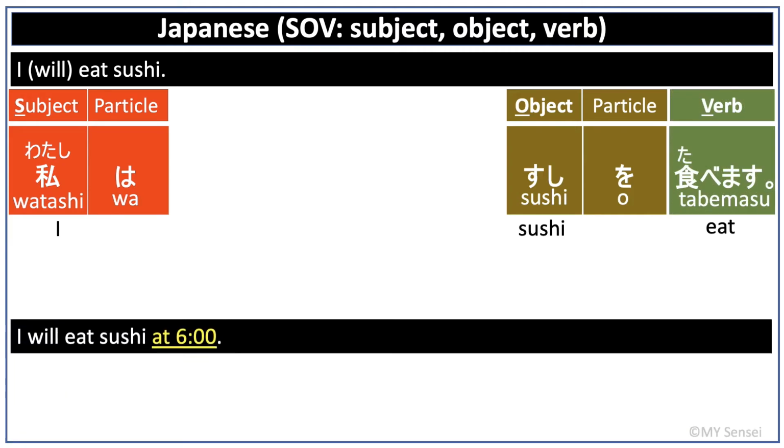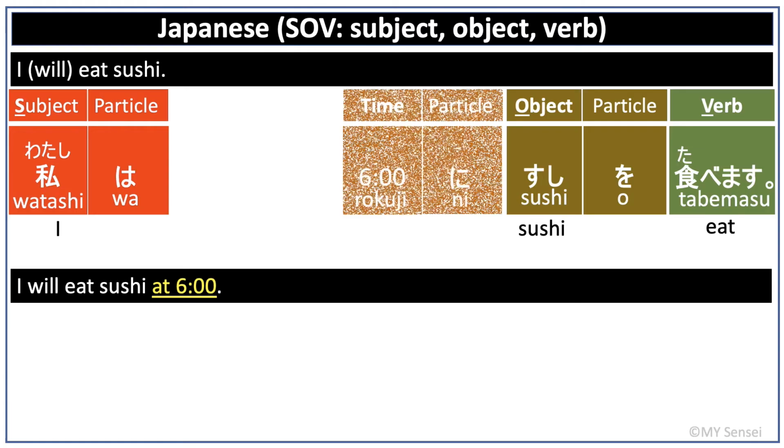I will eat sushi at 6 o'clock. We will need the time slot here. That is, watashi wa 6時に sushi o tabemasu. Please note there is a particle after each word.